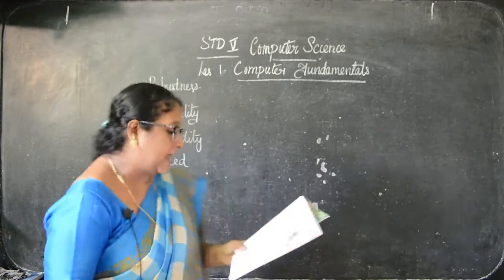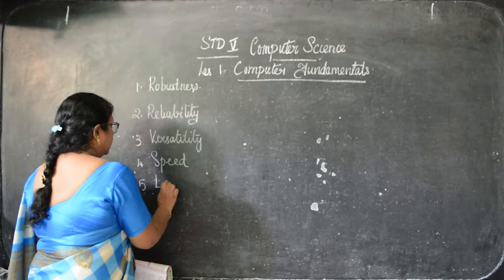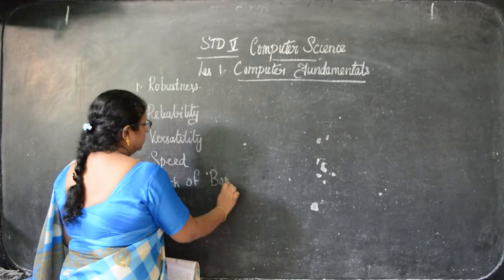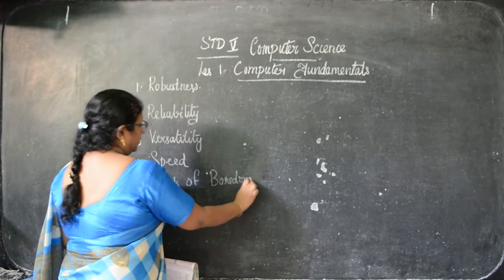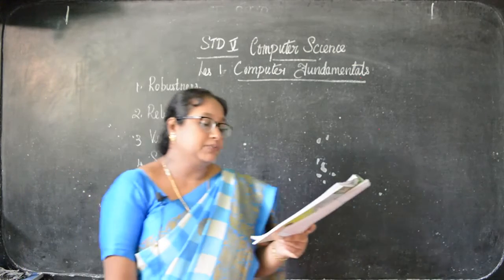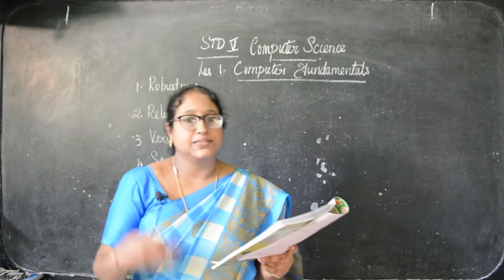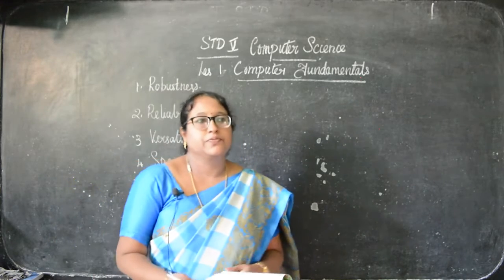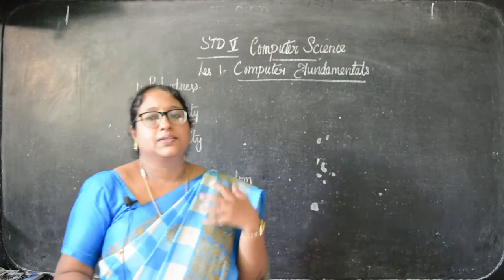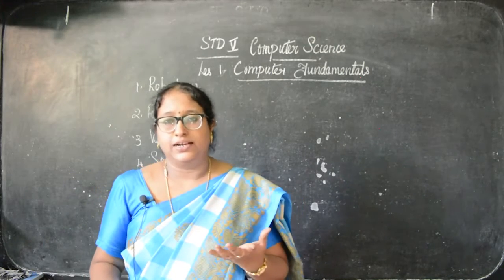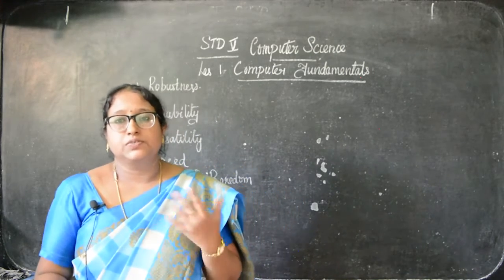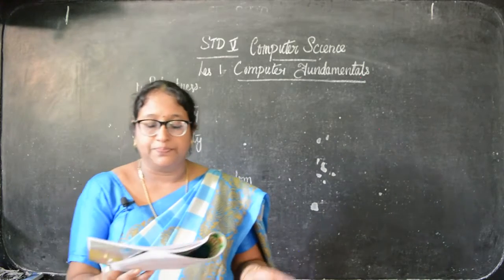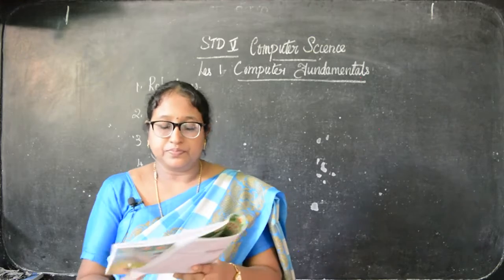Okay. Next is lack of boredom. So lack of boredom is, computers perform repetitive tasks. Repetitive means again and again. Okay, repetitive tasks without getting into boredom. So if humans do the same task repeatedly, what happens? We get bored, right? In the same way, the computers perform repetitive tasks without getting bored. That is called boredom. So, without getting into boredom.